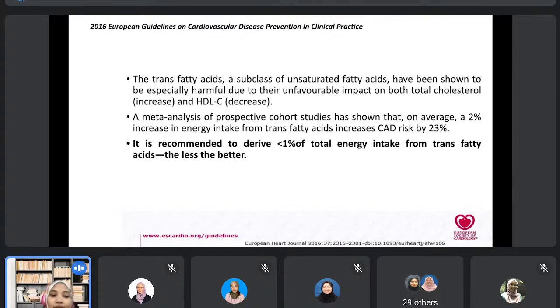Okay, berkenaan dengan trans fatty acids. So, according to a meta-analysis of a series of prospective cohort studies, it's shown that on average, a 2% increase in energy intake, which comes from trans fatty acid, will increase the cardiovascular disease risk by 23%. So it is recommended to derive less than 1% from trans fatty acid every day.